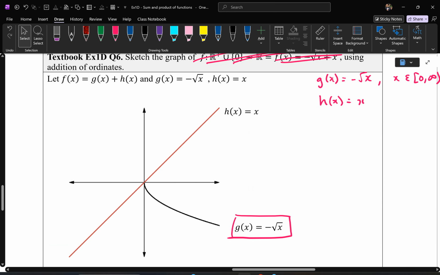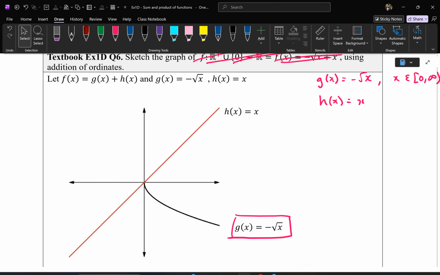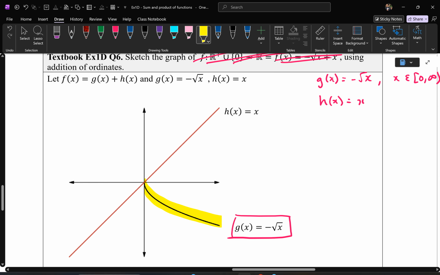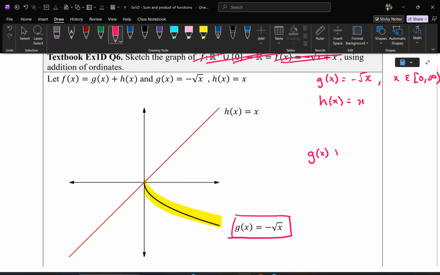You've got the red line, which is h of x, which is equal to x. It's a nice linear graph. And you've got g of x, which is negative root of x, which is a square root graph. If I were to add the two, I'm asking you, what does g of x plus h of x look like? So sketch.